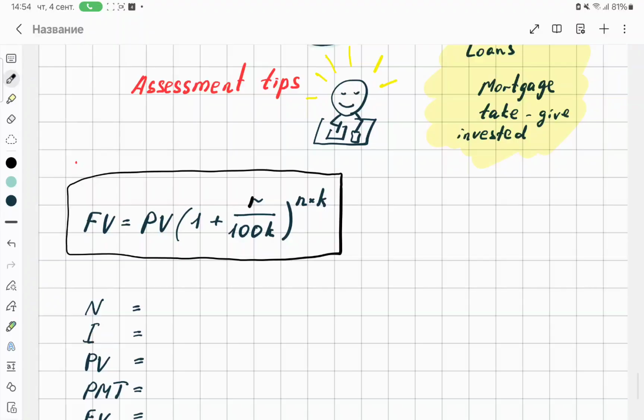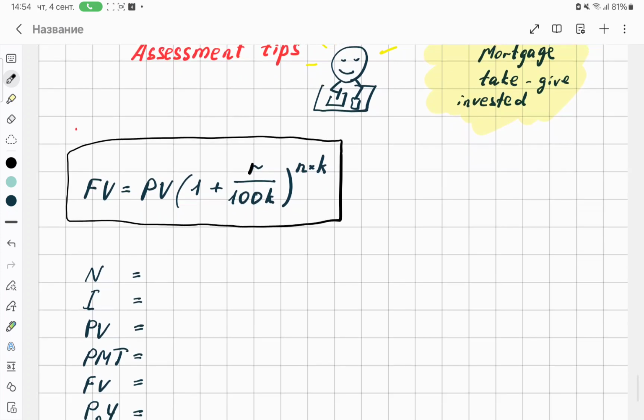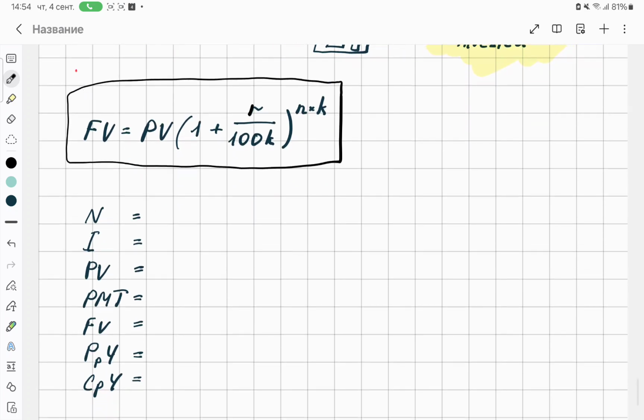So the formula is represented also here. FV means future value, present value is PV, R is interest rate, K is compounding periods, and N is the number of years.